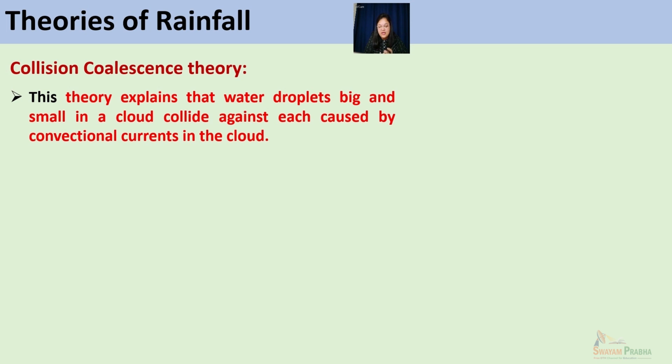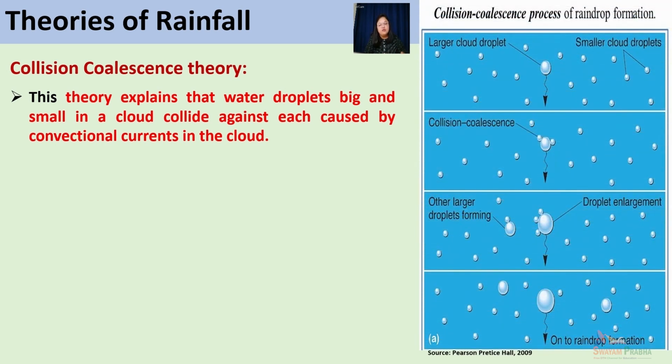Therefore, the collision theory involves collision, coalescence, and sweeping for the formation and growth of raindrops, and it was postulated by several meteorologists later on due to dissatisfaction with the cloud instability theory. This theory explains that water droplets, big and small, in a cloud collide against each other caused by convection currents in the cloud. In this particular theory, atmospheric turbulence causes collision of cloud droplets, and due to collision they coalesce and grow in size.